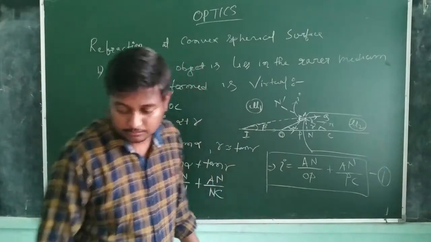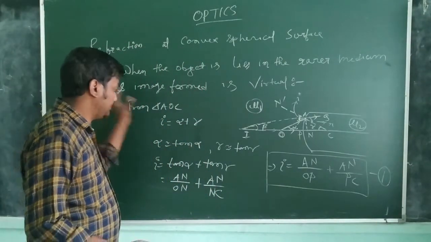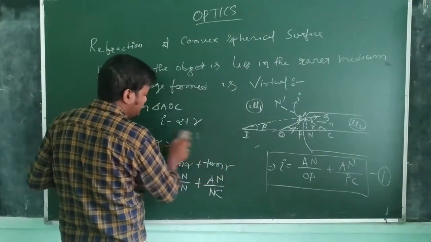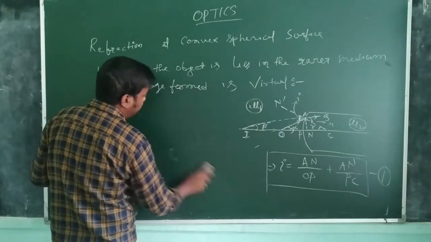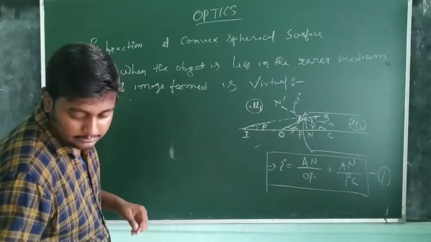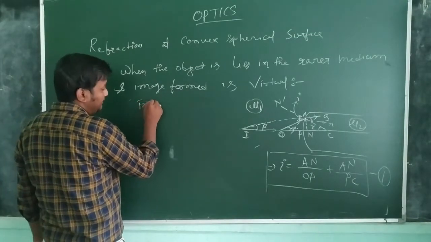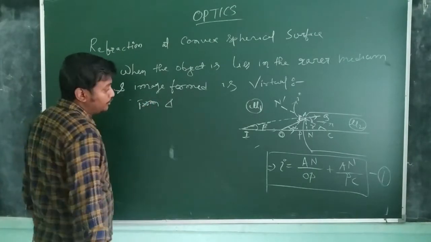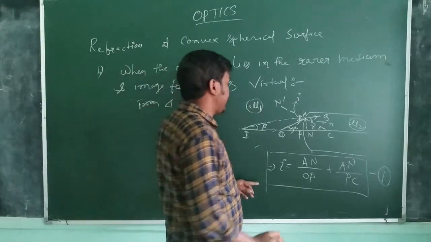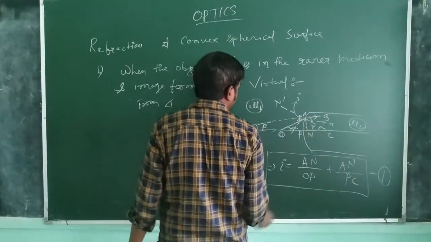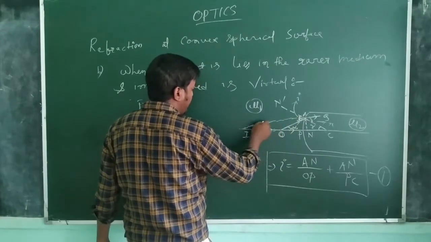Now I will erase this. Again, suppose we consider triangle AIC, this one, AIC.